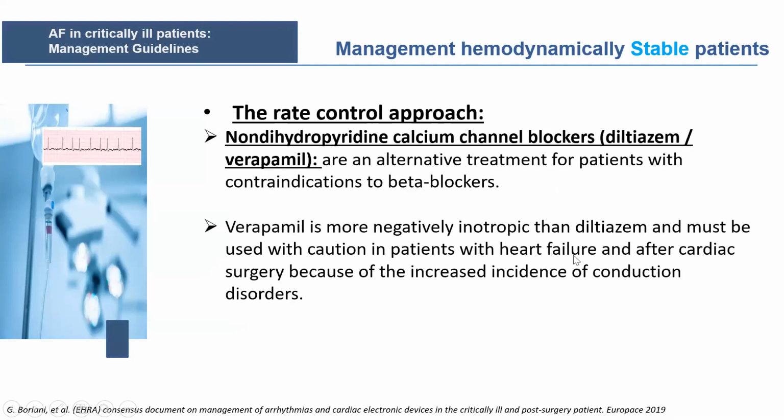The non-dihydropyridine calcium channel blockers also can be used, the IV forms verapamil or diltiazem. However, of course, the non-dihydropyridine calcium channel blockers are more strongly negative inotropic, and they may cause profound hypotension or reduction in the cardiac output in patients who are borderline.